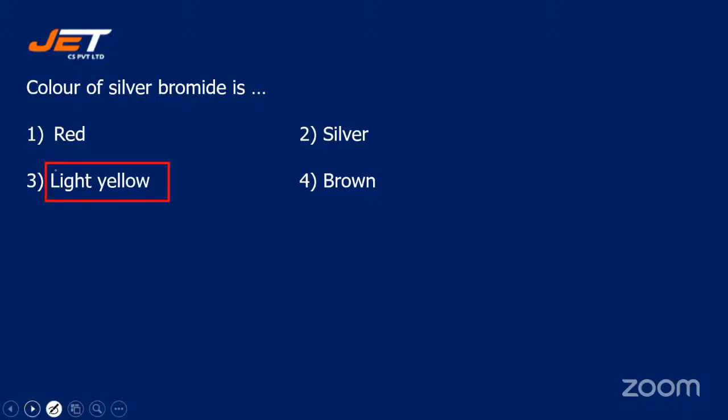So light yellow is the color of silver bromide. Silver bromide, just by looking at the name, don't put silver as the right answer. So silver bromide will be light yellow in color.